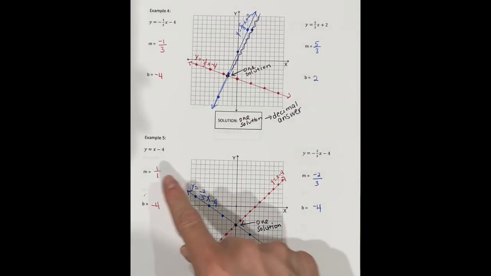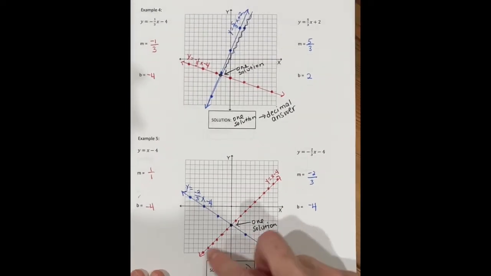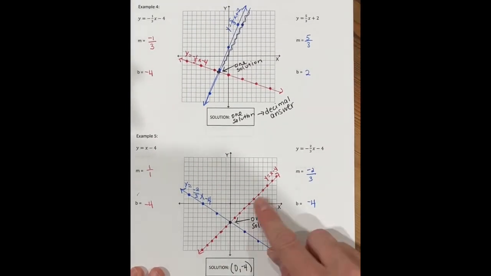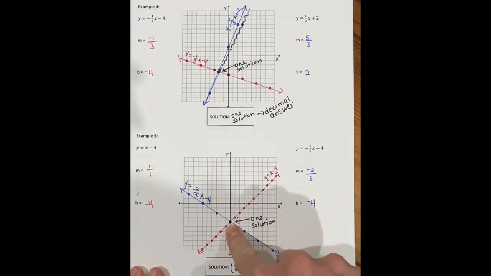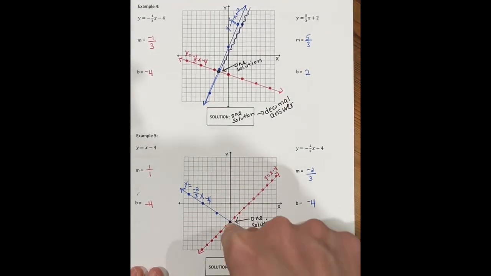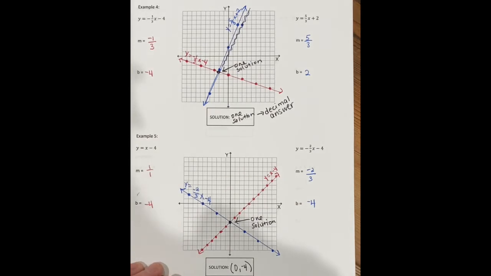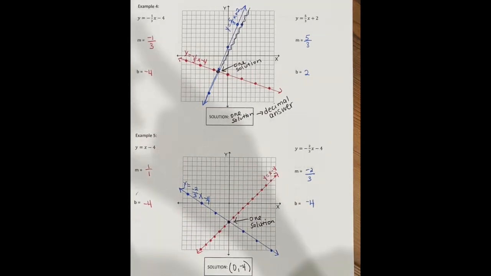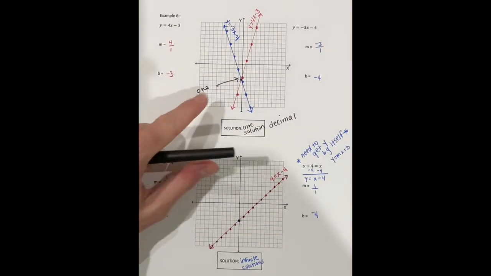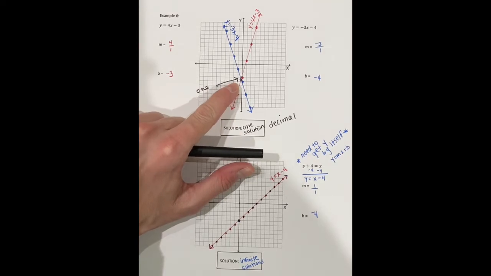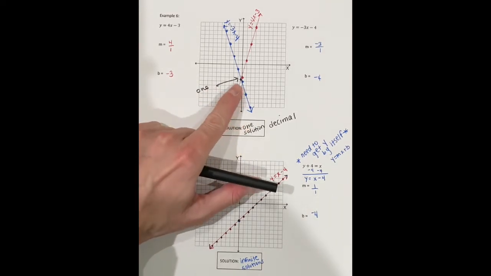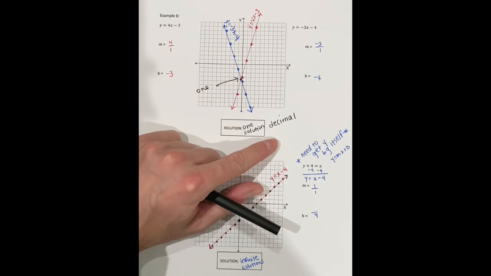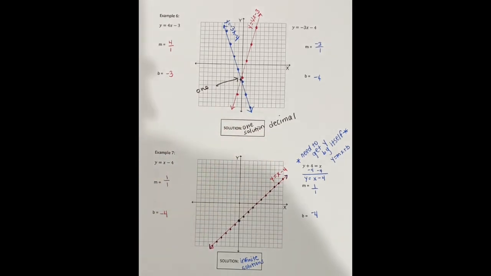So if we look at number 5, when we graph these two lines, we notice that there is also one solution because they intersect once. This one was worked out nicely, and they intersected at the point 0, negative 4. So that is my solution to this system. So if you look at example 6, you notice that they intersect one time as well. So that means that they have one solution. And once again, they do not intersect at the same point. So that means you're going to get a decimal answer.